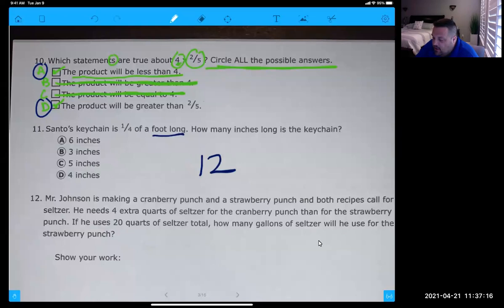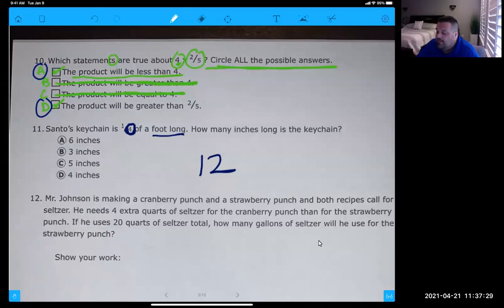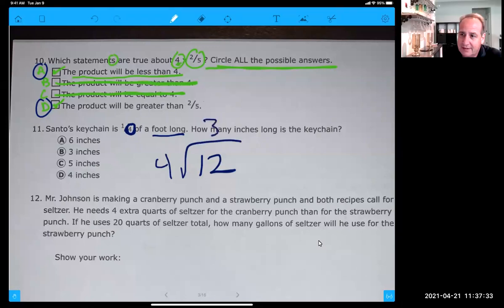Now, Elijah said it a whole bunch of times. We're going to be breaking that foot up by our denominator. How many pieces? 4. Yeah, right? You got it. So you're going to break up this 12 into 4 pieces. It's basically this, right? So 12 divided by 4, what is your answer?